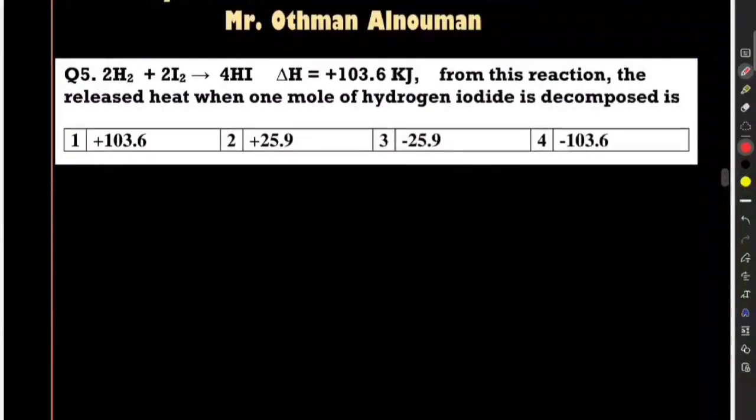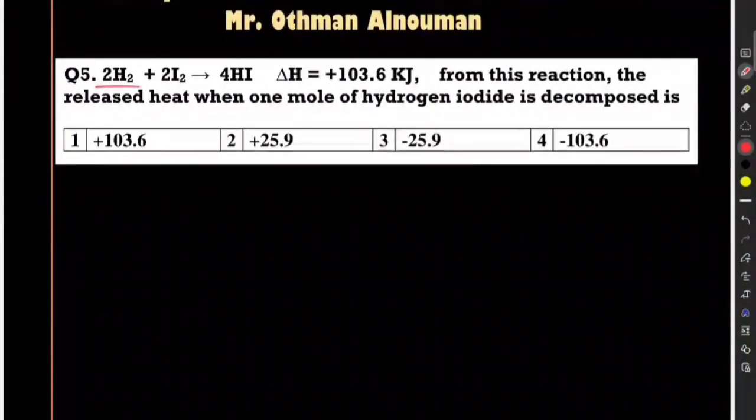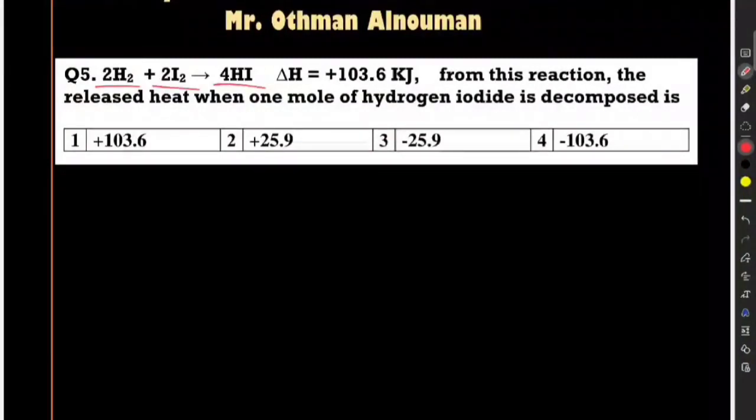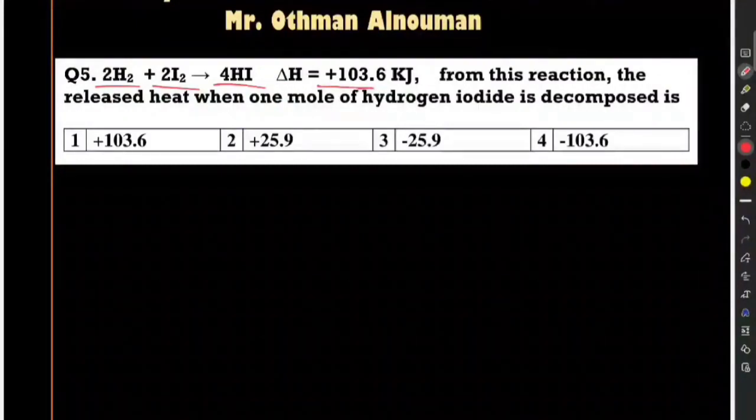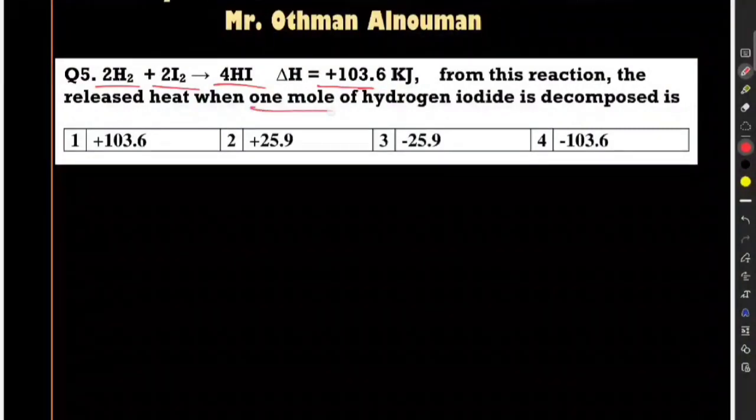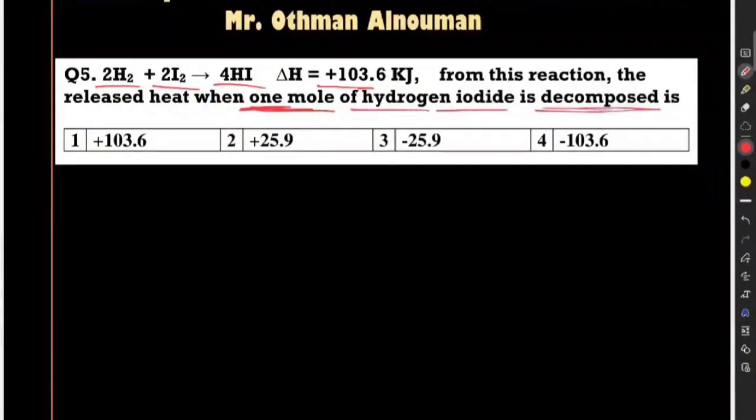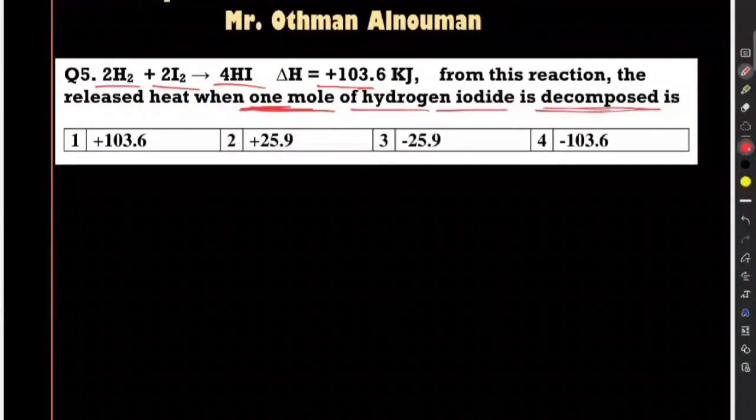And the same idea here. We have hydrogen plus iodine will give me hydrogen iodide. Now the heat of this reaction is positive 103.6 kilojoule. From this reaction, the released heat when 1 mole of hydrogen iodide decomposes. Now decomposition is the same heat of formation but with opposite sign.